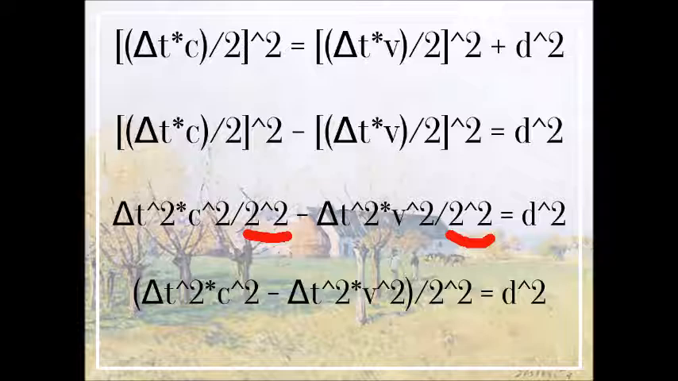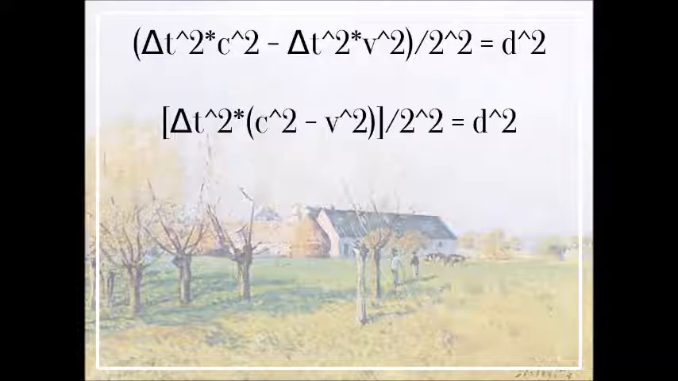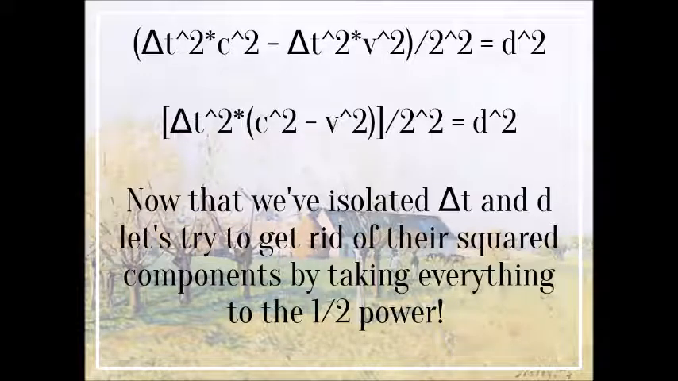Putting our work thus far to the top of the screen, we now notice in our delta t squareds that there is an opportunity to factor out this particular component, and in doing so we have achieved one of our intermediate goals. All that's left to do now is to start taking square roots of everything so that our delta t component and our d component can achieve their necessary formats.